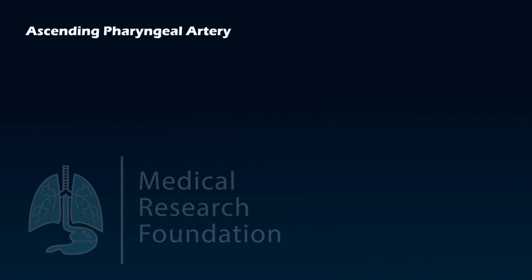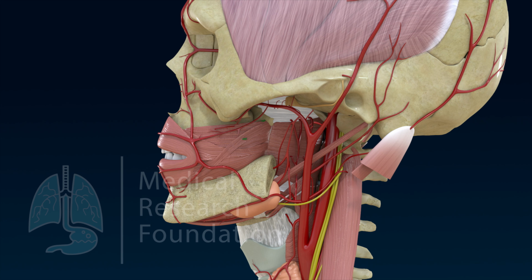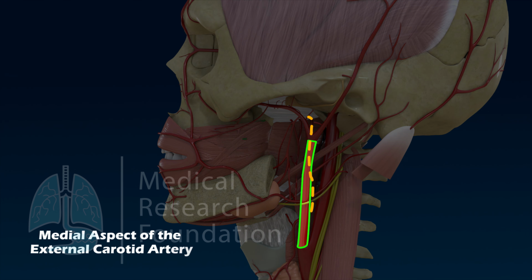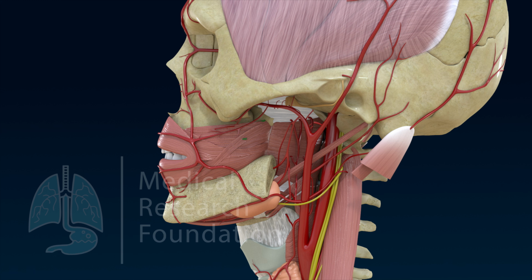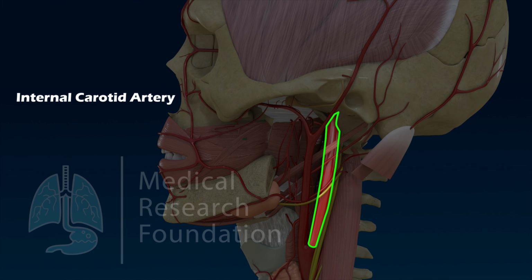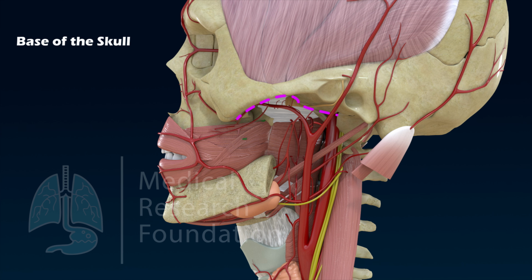Ascending pharyngeal artery. It is a slender artery that arises from the medial aspect of the external carotid artery, near its lower end. It runs vertically upwards between the side wall of the pharynx and internal carotid artery up to the base of the skull.